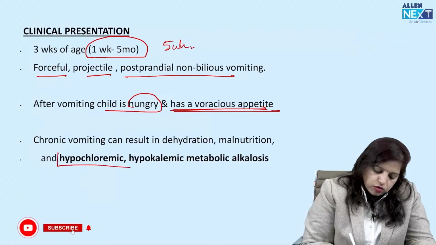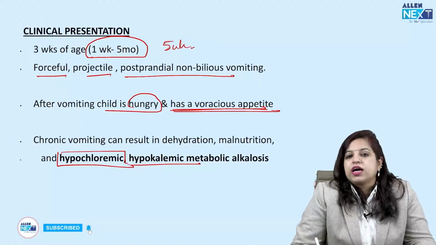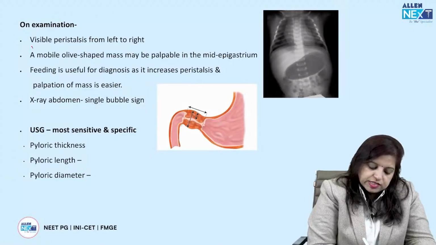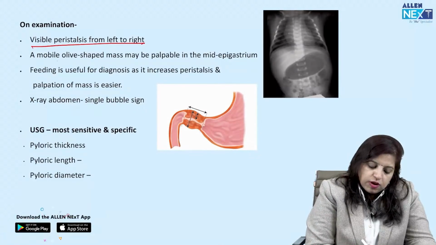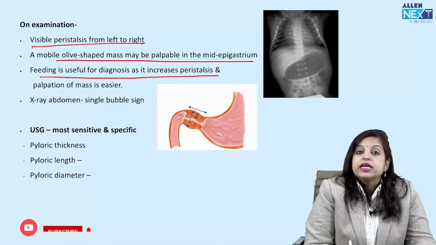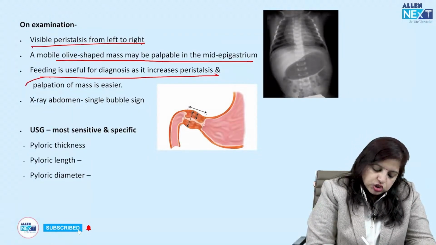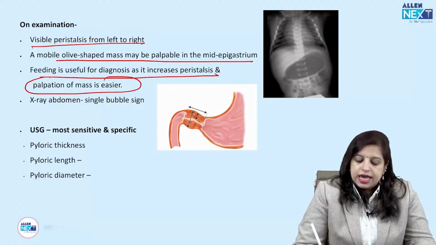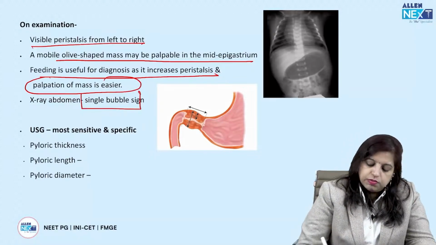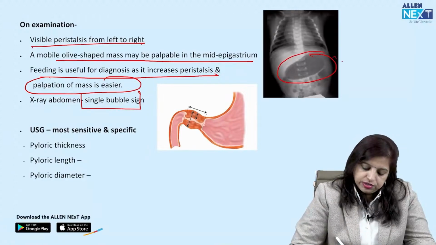And usually chronic vomiting lands the child with hypochloremic hypokalemic metabolic alkalosis. On examination, there's a visible peristalsis from left to right, and a mobile olive-shaped mass can be palpated, and feeding is useful for diagnosis as it increases the peristalsis and the palpation of the mass becomes easier. X-ray abdomen shows a single bubble sign. So, you can see a single bubble over here, right?